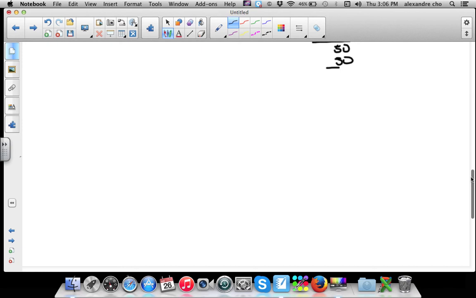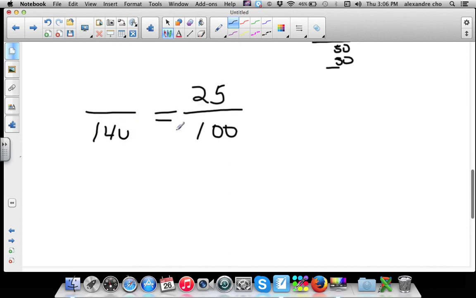11. Taylor needs to read 140 pages tonight. She read 45% of the assignment. How many more pages are left? All right, so we can use a percent proportion again. So 100% here, 25% here, and there were 140 pages. What would 25% represent out of the 140?